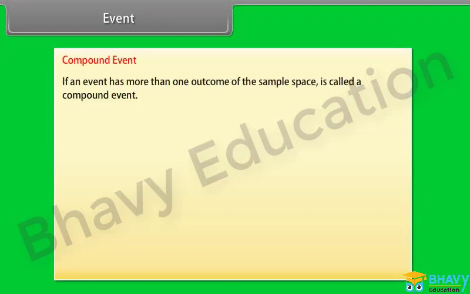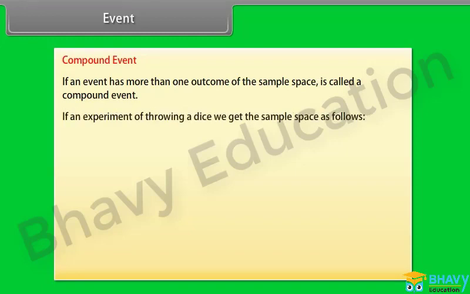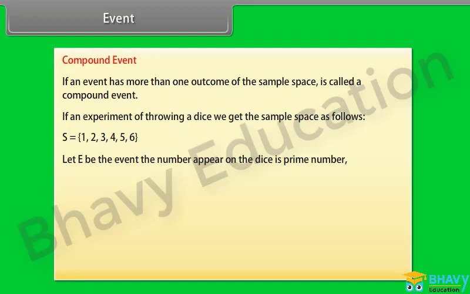Compound event. If an event has more than one outcome of the sample space, it is called a compound event. To understand it, let's take an example. In an experiment of throwing a dice, we get the sample space S is equal to {1, 2, 3, 4, 5, 6}. Let E be the event that the number appearing on the dice is a prime number. Thus, the event E is equal to {2, 3, 5}. It is a compound event.